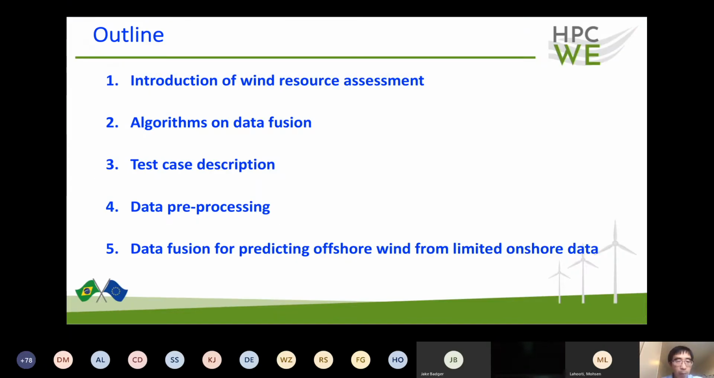I will firstly introduce the importance of wind resource assessment and the techniques available, and then discuss some algorithms for data fusion. It's a new technique for wind resource assessment. Then I will present a test case, which is around the coastal line of Denmark. After pre-processing the measured and the numerical data, I will present the result of the data fusion, which is for the prediction of offshore wind indirectly.